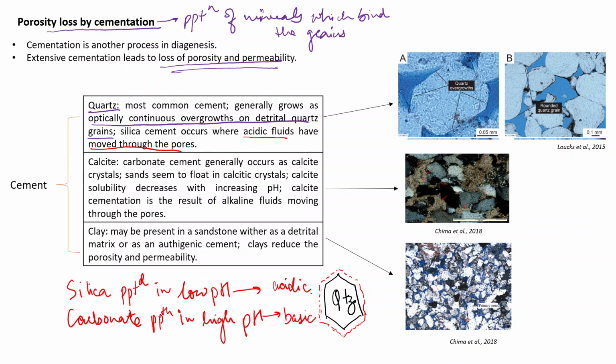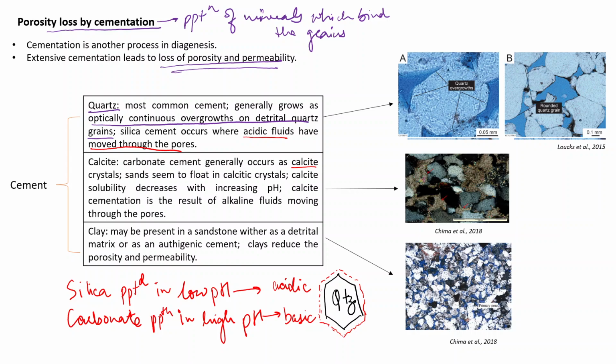If you see these pictures, you can see that these quartz overgrowths look as if this is the original grain, because they are optically continuous with the detrital grains, the quartz cement. The second type of cement is the calcitic cement. That is, of course, a carbonate, calcium carbonate, and it generally occurs as calcite crystals. In this picture, these arrows mark the calcite crystals, and they change the fabric of the rock to the extent that the sand seems to float in those calcitic crystals.